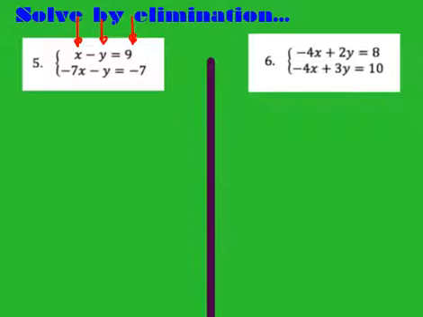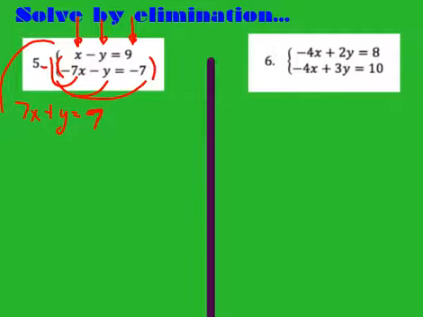Now, I notice this bottom row is all negatives, so I'm going to multiply everything by negative 1. If I do that, I get a positive 7x plus y equals 7. Now, I'm going to have to bring that first line down, and I'll just rewrite it. x minus y equals 9.